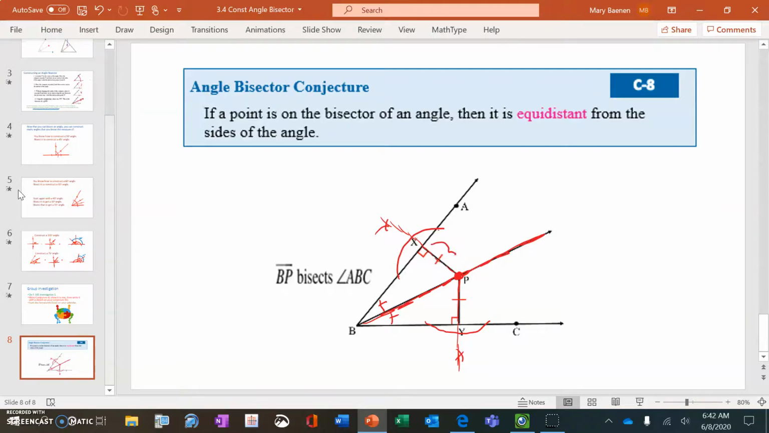Then they're going to ask you to use your compass to look at the sizes of these. Actually, they're going to be equal to each other. So the conjecture says if a point is on the angle bisector, then it is equidistant, the same distance, from the sides of the angle. So there is conjecture number 8 for you to write onto your conjecture list, and then draw that sketch as an example of it. So this concludes the lesson on angle bisectors, section 3.4. So you can turn off this video now.